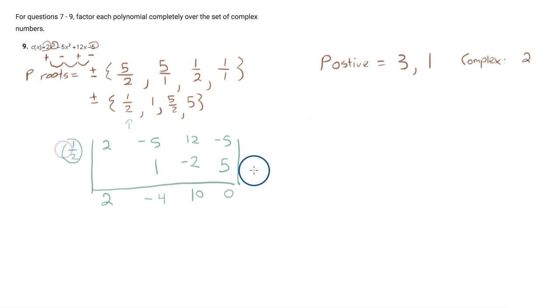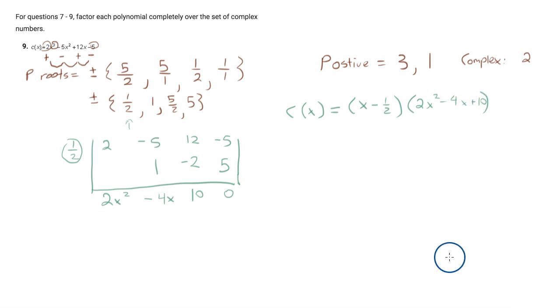We know it's 1/2. And so that can help us rewrite our c of x equation. Since we know that 1/2 is one of our roots, we can write x minus 1/2. And remember, we use our remaining terms here to write our remaining polynomial expression. And so we'll write inside of this factor 2x squared minus 4x plus 10. Awesome.